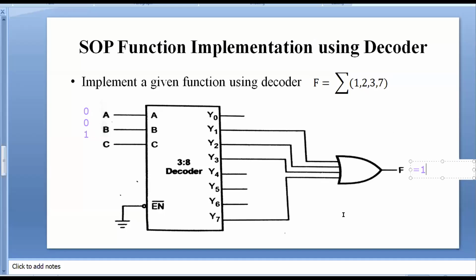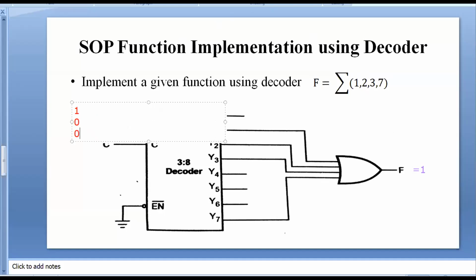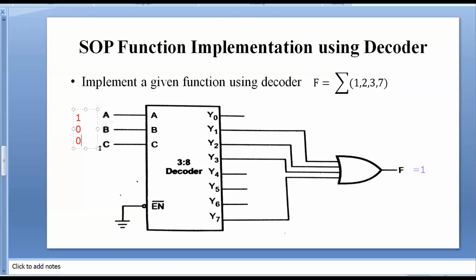This is the first condition. Similarly, let us choose the second condition. Suppose I want to select Y4. Y4 is not a minterm given, so this must be equal to 0. If you apply the values of ABC as 1, 0, 0, this will be equal to 4. The Y4 line will be equal to 1, but this Y4 line is not connected to the OR gate. Therefore, the output will be equal to 0.